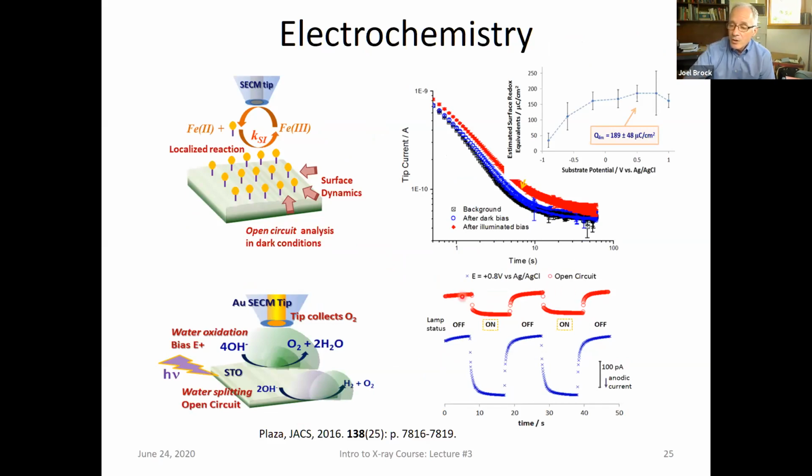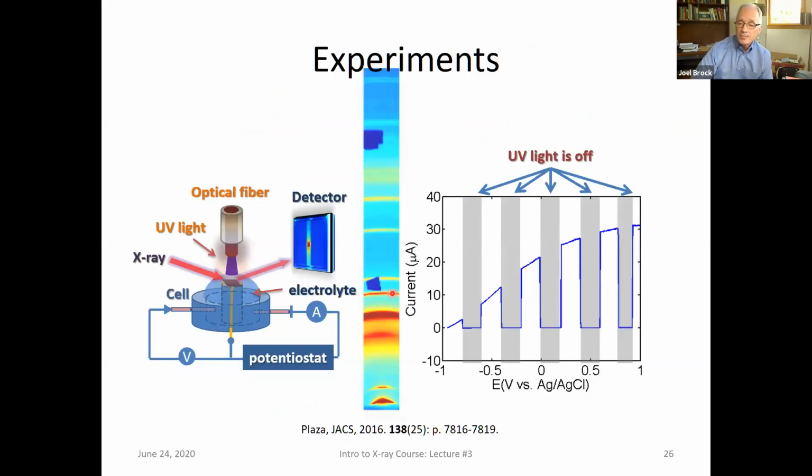And so we could turn the lamp on and off, and depending on the voltage, we could actually change an open circuit or a driving current. So you can actually see the electrochemical response is different when the lamp is on and off. So one, we're getting photo water splitting, and two, it's controllable by electrochemistry. Okay? And so the question is, okay, how does strontium titanate do that?